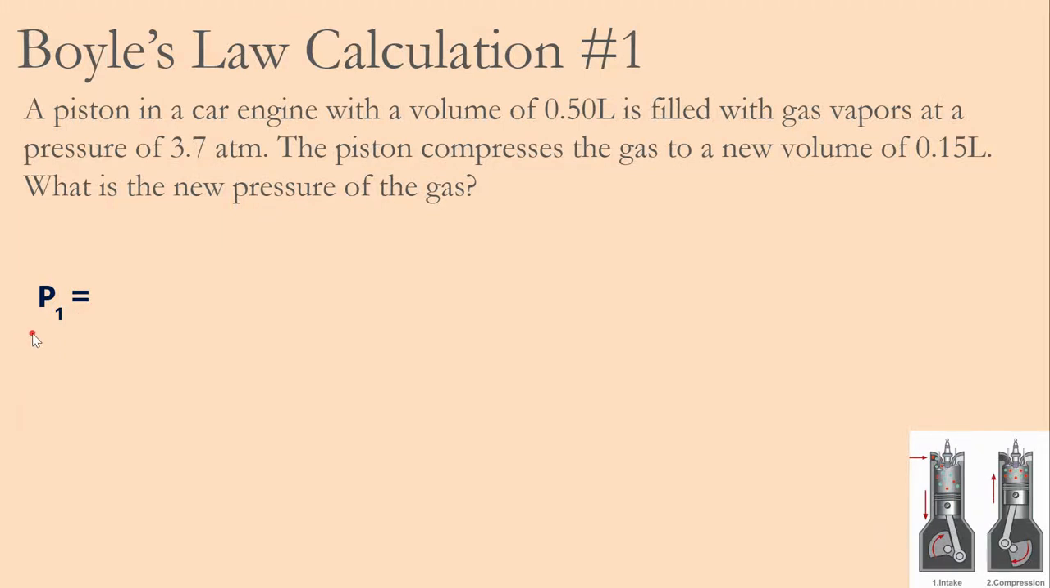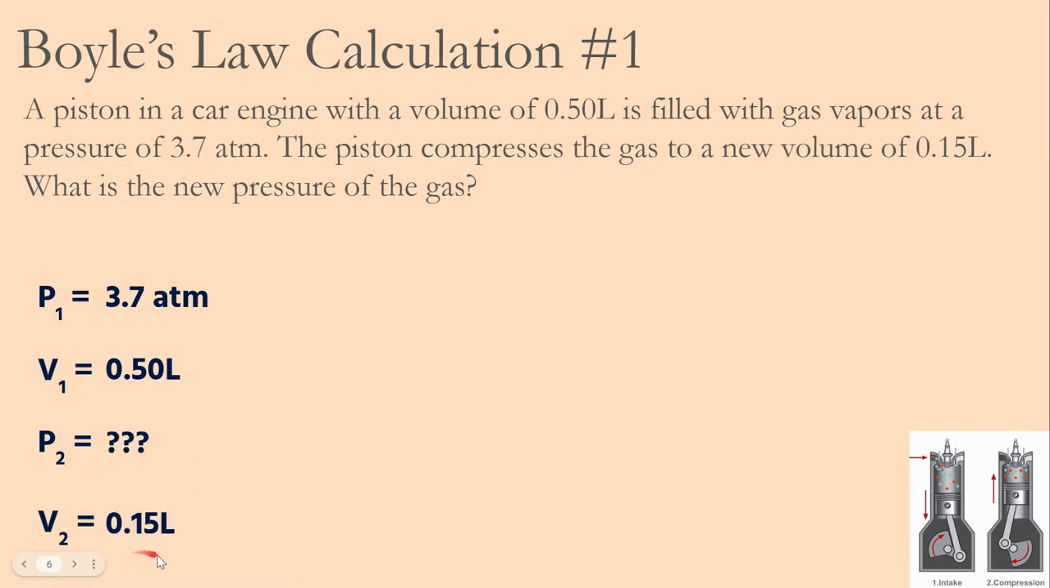We do know the initial pressure. We do know the initial volume. We don't know the final pressure. That's what we're looking for. And we do know the final volume. Let's plug in what we know. The initial pressure is 3.7 atmospheres. The initial volume is 0.50 liters. The final pressure we don't know. That's what we're looking for. And the final volume is 0.15 liters.